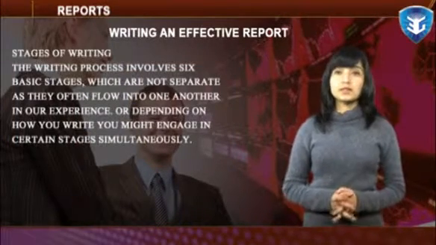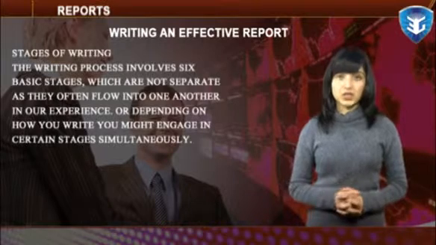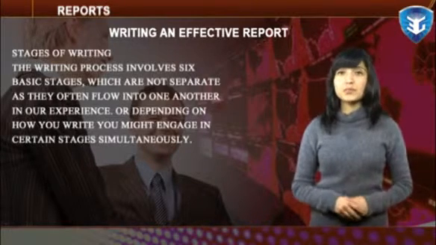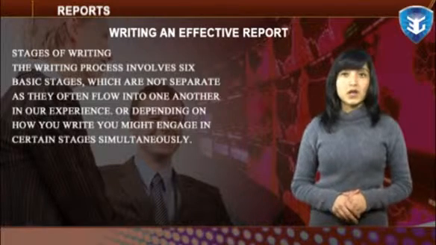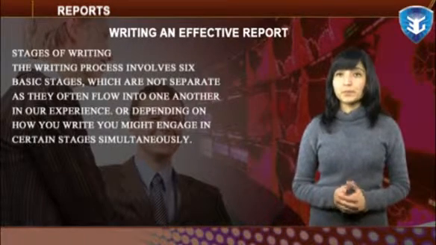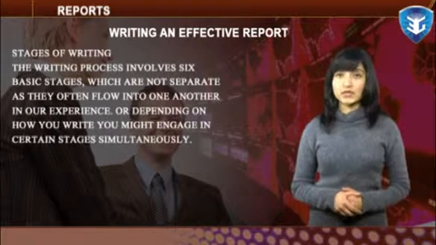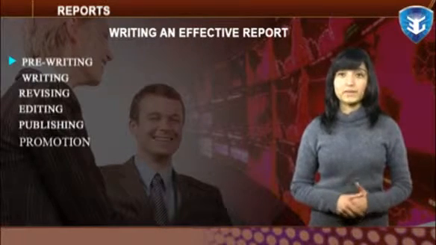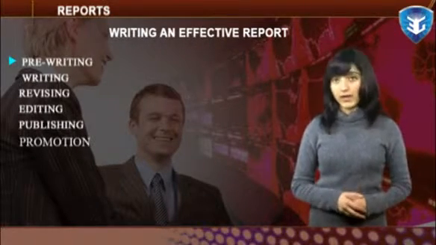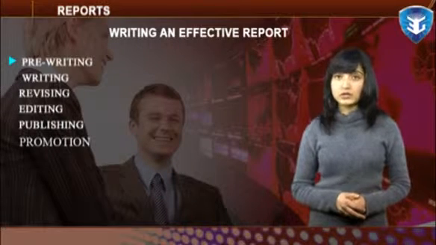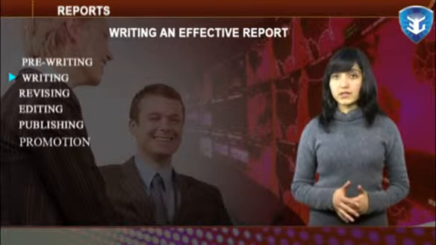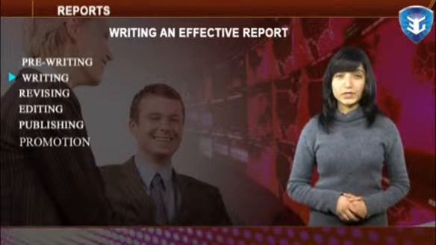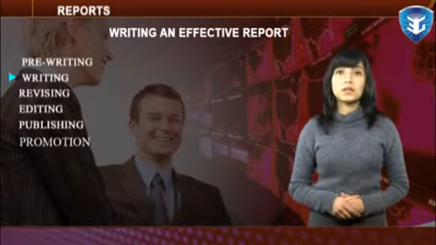The writing process involves 6 basic stages, which are not separate as they often flow into one another in our experience. Or depending on how you write, you might engage in certain stages simultaneously. Pre-writing. It is like hatching an egg from conception, incubation to hatching the plot. Writing. The actual work that requires creativity and discipline. Putting pen to paper or fingertips to keyboard.